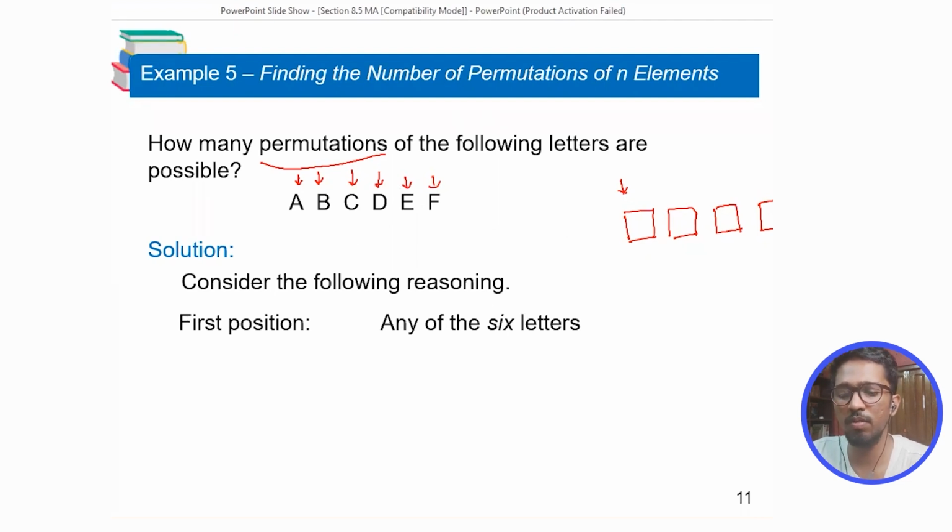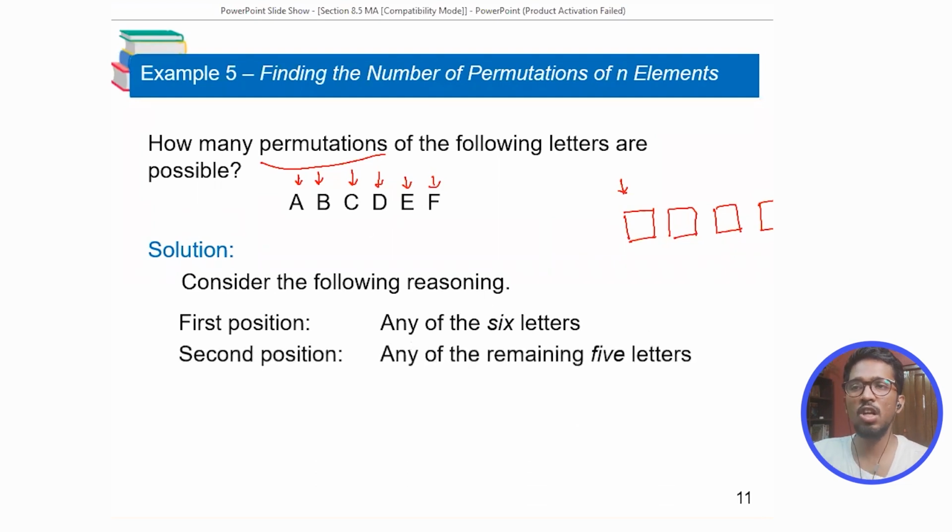Now in the second position, how many letters can I put? After putting one letter in the first position, either A, B, C, D, E, or F was placed, so there will be 5 remaining. I can put any of the remaining 5 letters in the second position. So there are 6 possible ways for the first position, and after that 5 possible ways.